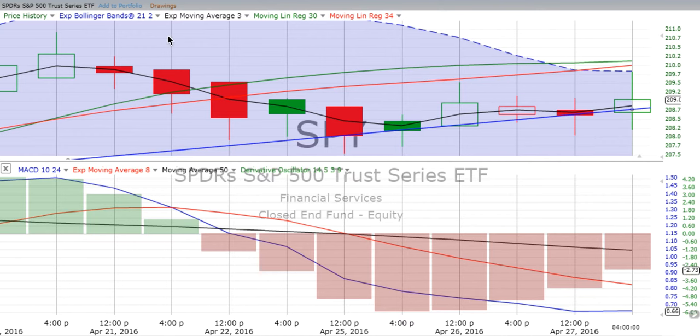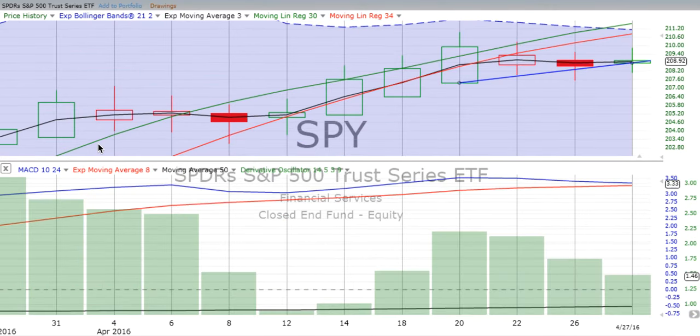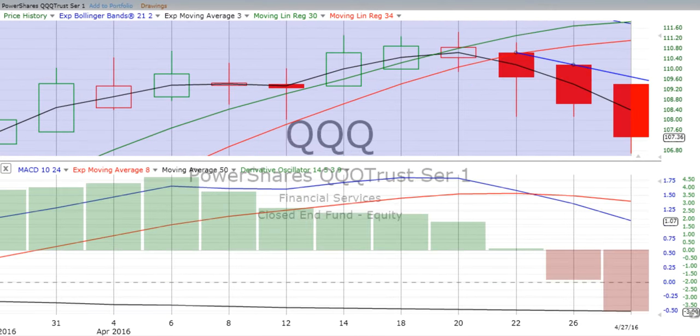Now, what spells some possible signs of trouble for the whole market? Well, let's take a look at our last index before we get to gold, and that is the Qs, QQQ. It has 3 strong down candles. Actually, a crossover happened on the 26th, that two-day candle. The MACD crossed over, as did the derivative oscillator.